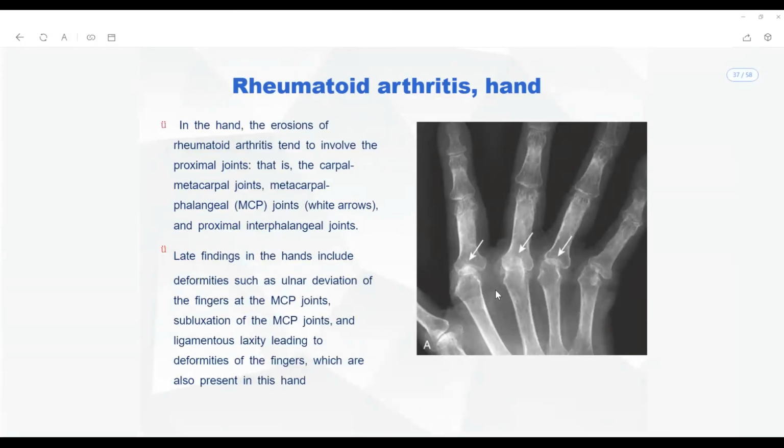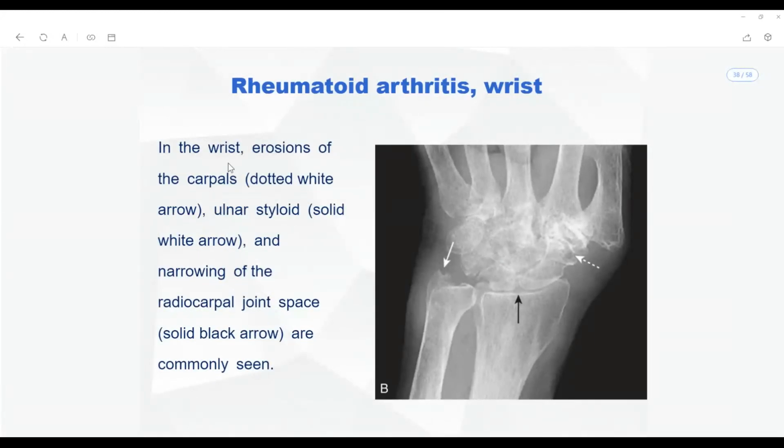And you see here in the wrist, erosions of the carpal bones are seen, and the ulnar styloid process. And there is a complete narrowing of the joint space, a complete reduction of the joint space. There is a little bit of erosion of the ulnar styloid process, and erosion of the carpal bones. So this is completely showing your characteristic feature of rheumatoid arthritis. And don't you see that there is a deviation, a little angular deformity present out here? So that is rheumatoid arthritis.